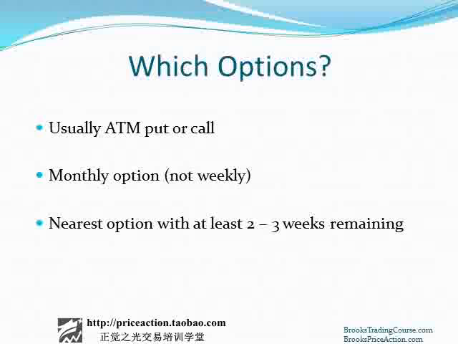And I usually trade the nearest option that has at least 2 to 3 weeks remaining. I usually prefer 2 to 3 weeks remaining in case I get into the position and the market starts to go sideways, yet I still think my position is valid. If the option expires in 2 weeks, the time decay is too great. I lose too much every day, and it makes it harder to make a profit.